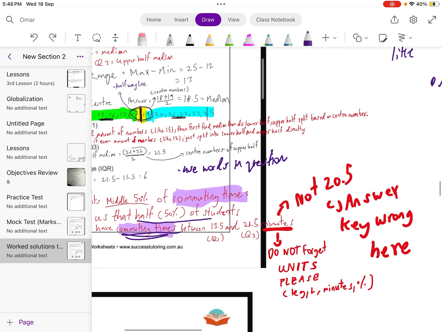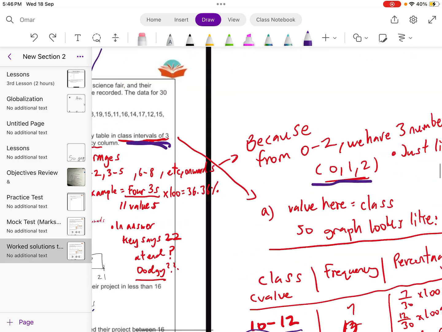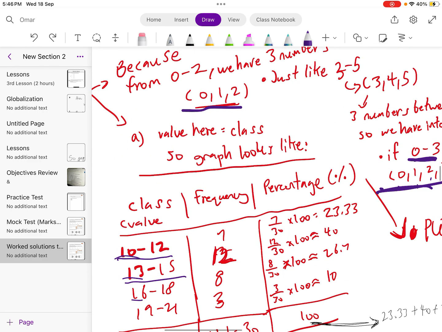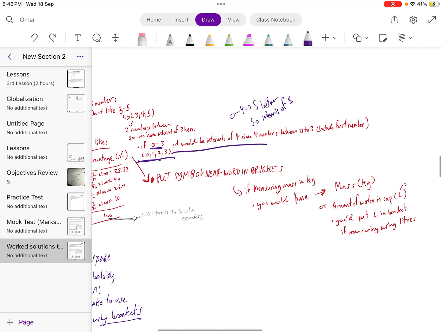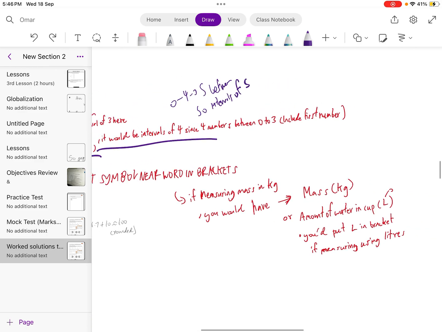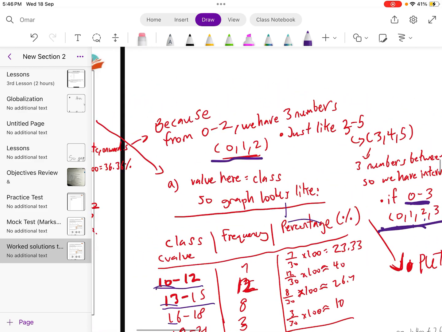That's done. Also, when you're making a table, make sure to have the units in brackets, close to the word, like here. So if you had mass instead, and mass was in kg, you would have kg, like that.